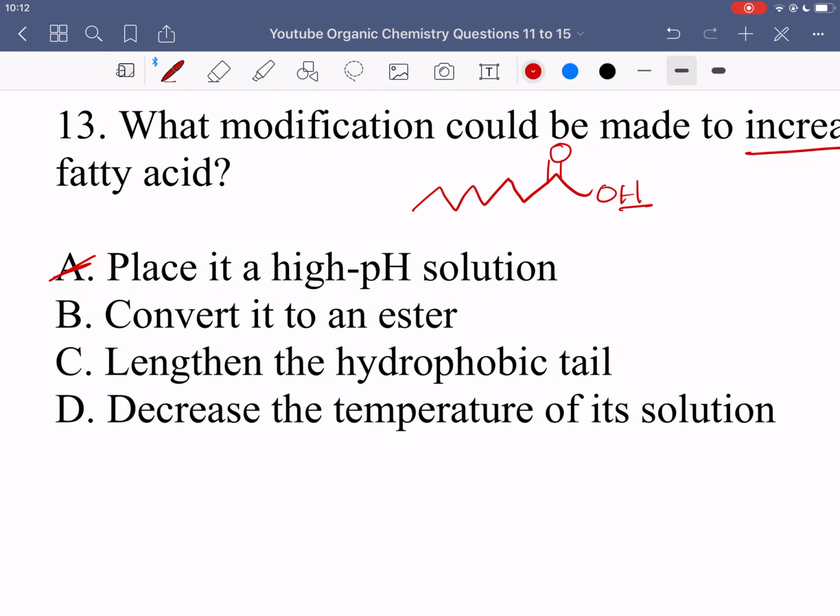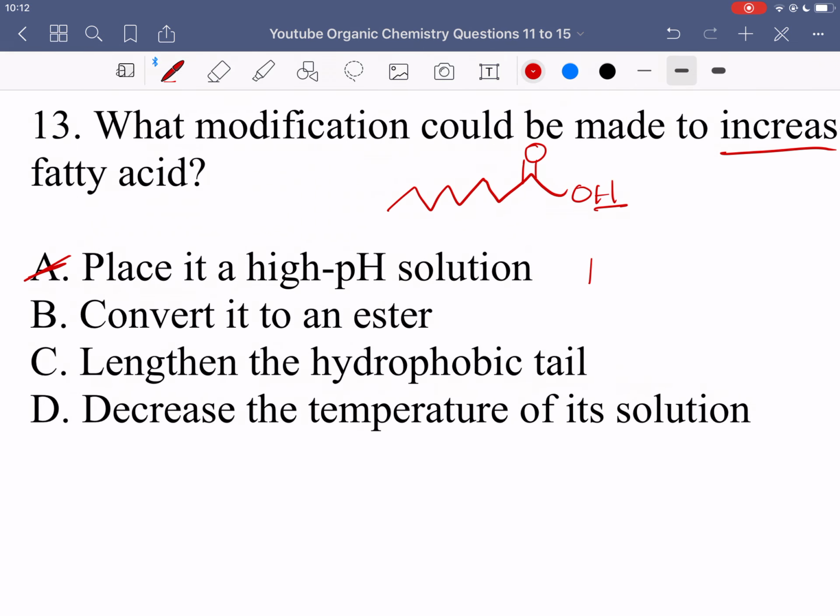Option A is saying place it in a high pH solution. That probably wouldn't be that effective, because what that would essentially do is just give the oxygen a negative charge, and now you've created a charged solution. Say you put something like NaOH inside, so we have a high pH solution, meaning it's a basic solution. If we put NaOH inside, now we have this ionic bond occurring between O- and Na+.